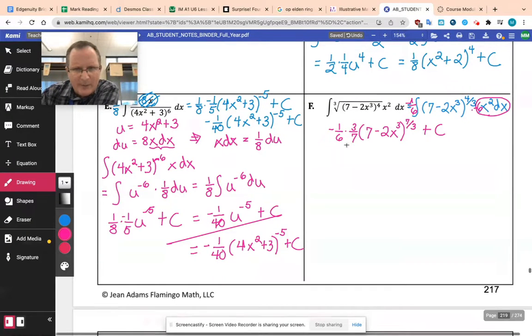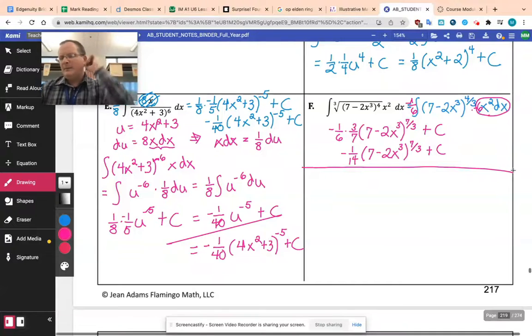What do we have? Negative 1/14, 7 minus 2x cubed to the 7/3 plus c. And I'm just going to leave it like that. All right, now, done.